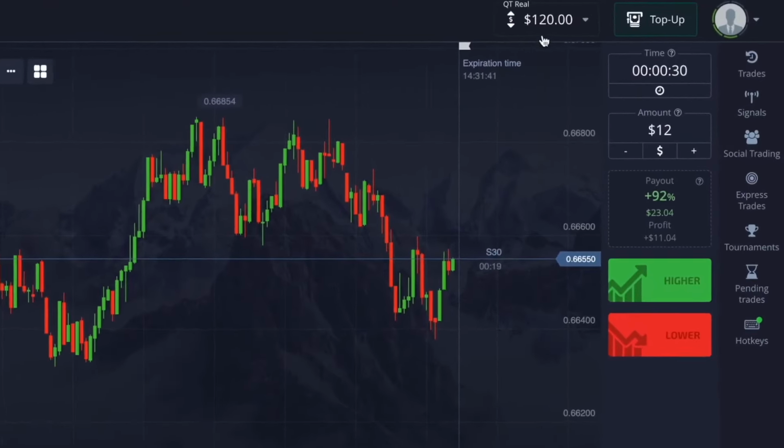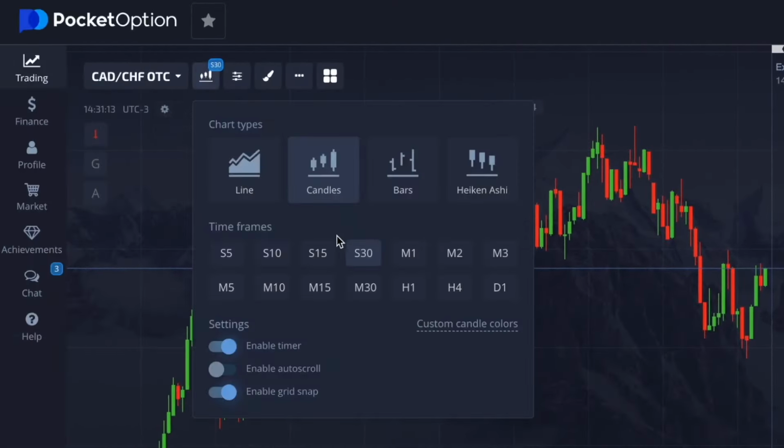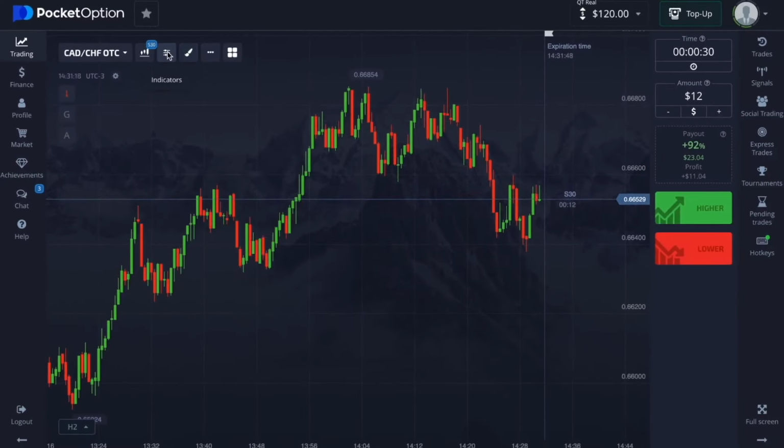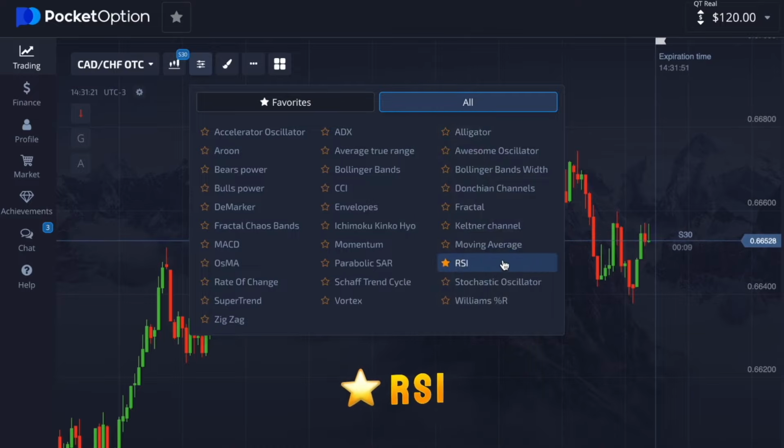I will be working with a 30-second time frame, and my tools will include trend lines and an indicator indicating trend strength, specifically the RSI, Relative Strength Index. Let's see how it goes.